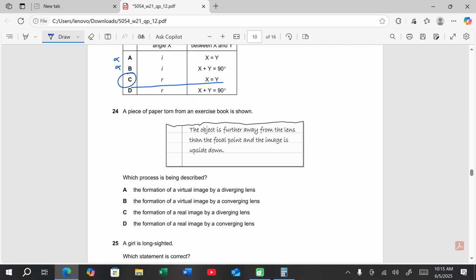The piece of torn paper from the exercise book is shown. The object is further away from the lens than the focal point. The image is upside down. What is the possible process being described? It is formation of a real image, because upside down is not virtual. Virtual is always upright. So it is a formation of the real image by a converging lens, because when something is after the focal point, the ray is going to bend and pass through this and form an upside down image. So it's a converging lens.